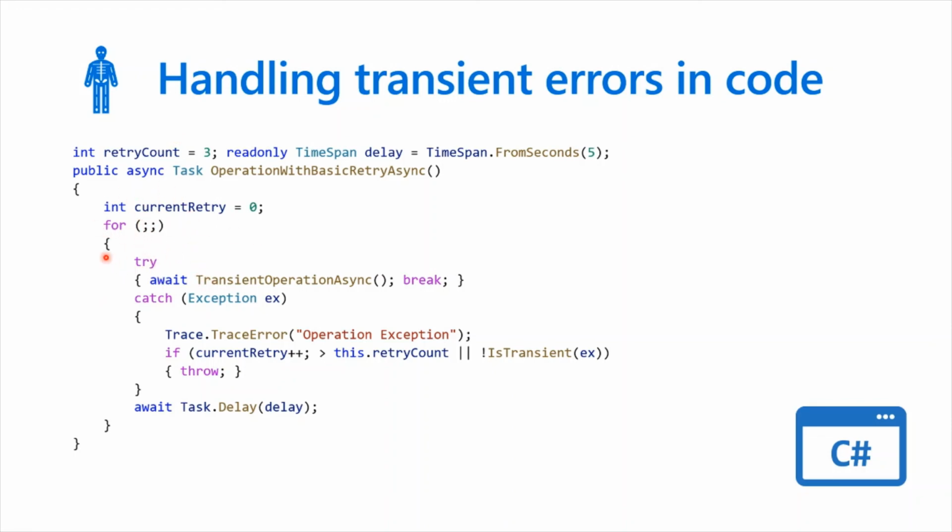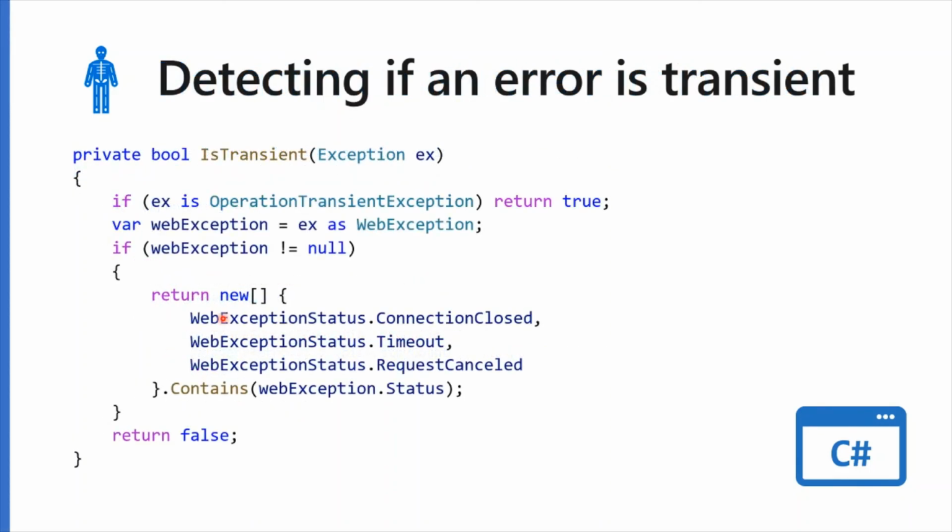this for loop. You see, there is no condition, no increment, nothing. The conditions and increments are here, and you can throw an exception after certain retries. Detecting if an error is transient: for example, if the exception is an operation transient exception, then return true. Where the exception is a web exception, return. So we can check if it is an operation transient exception.